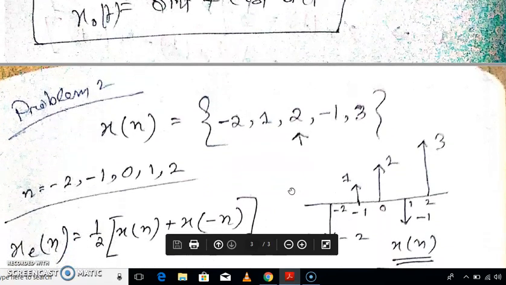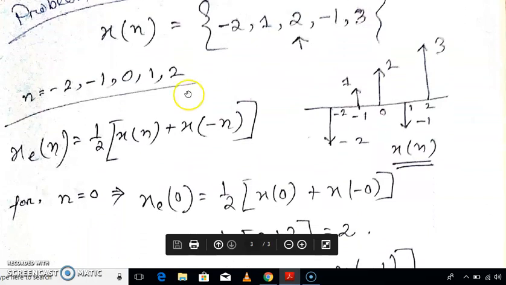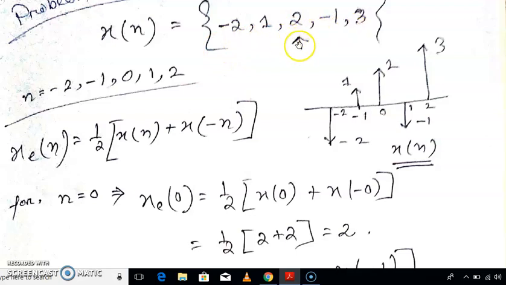Now we will find it for a discrete signal. Suppose the problem is given for a discrete signal x[n] equals -2, 1, 2, -1, 3, and the arrow is under 2, that means that is x[0]. So at n equals 0 the value is 2, then n equals 1, n equals 2, and n equals -1, n equals -2. I just put all those values. For 1 it's -1, for 2 it's 3, for -1 it's 1, and for -2 it's -2. So that is your x[n].